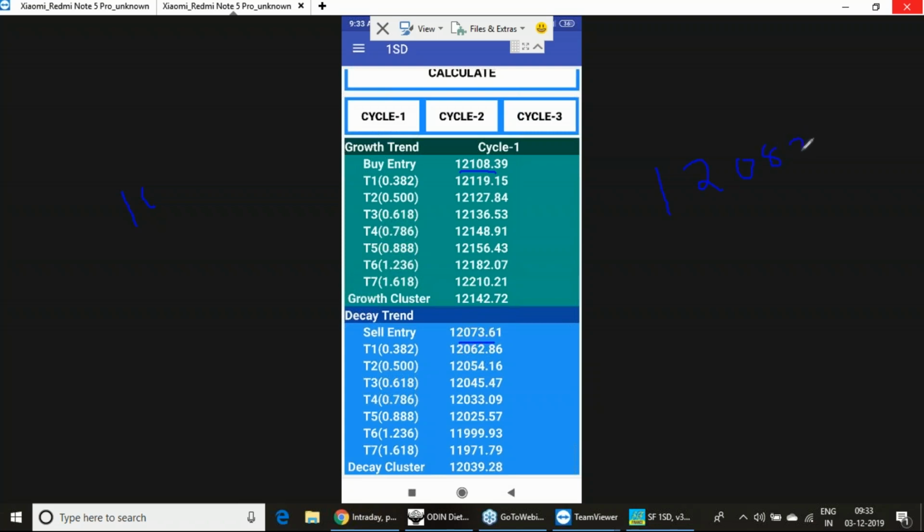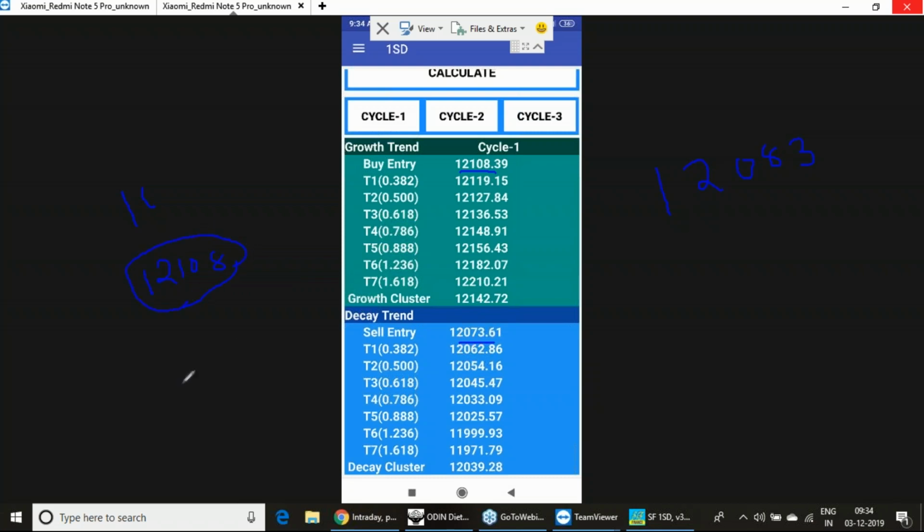What should we do now? Currently Nifty is trading at 12,083. What would you suggest as a trader? These are the calculations I have got. Can I wait, and sell or buy after some time? Nifty is moving to 12,108. So if it comes here, I will be buying the Nifty.